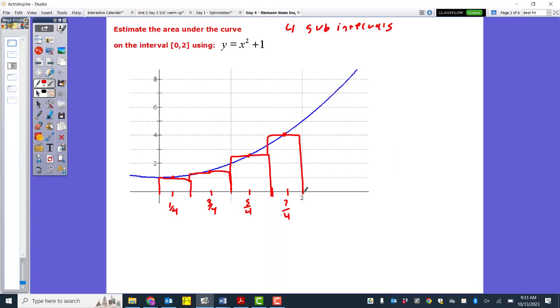So when we set it up, we set it up exactly like we did before. The width is not 0 to 1/4, it's still 0 to 1/2, so we still have a base of 1/2 for each of these. But this time, the height of each rectangle is going to be whatever that midpoint value is. So f of 1/4, f of 3/4, f of 5/4, and f of 7/4. And you'd plug those in and get the value.